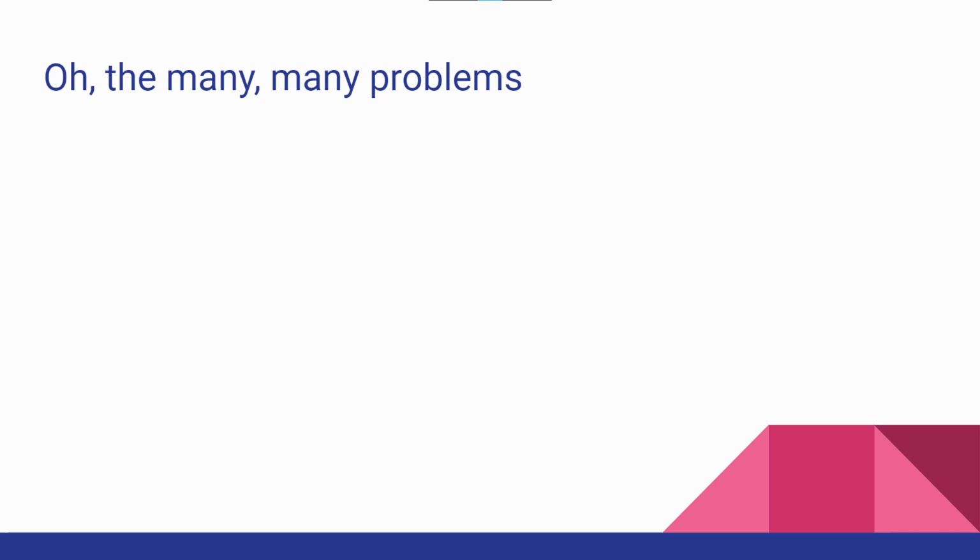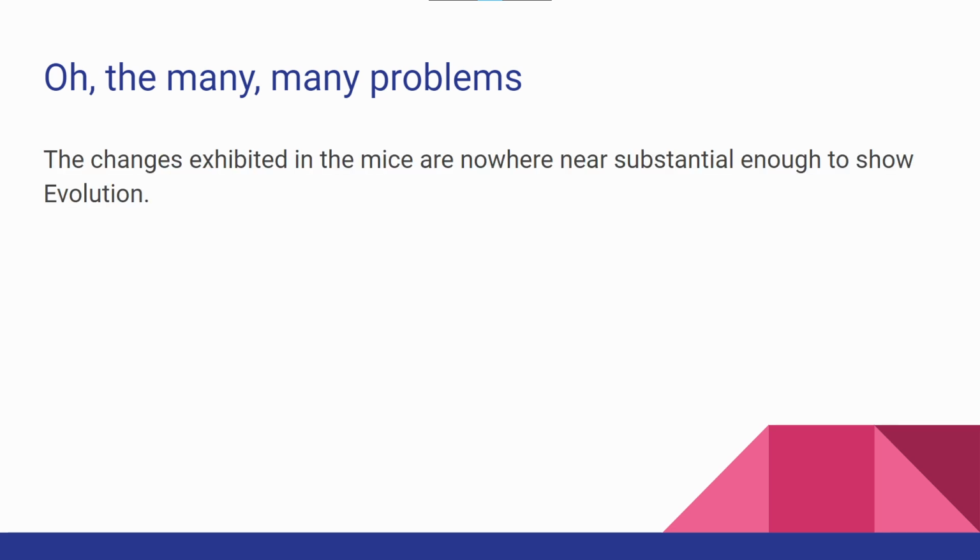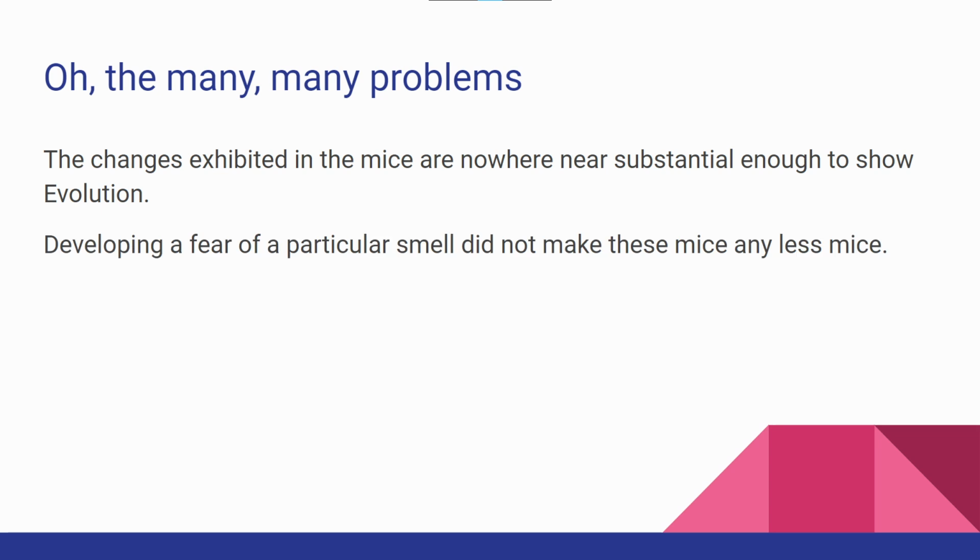There's a few problems with this. Okay? The first of these problems being that the changes presented in the mice were not substantial enough to allow for evolution. Okay, just because the mice developed a fear of a particular smell doesn't make them any less mice. This kind of behavioral change doesn't get them any closer to being a bird, or a dog, or a horse, or a human. They're still very much so mice.